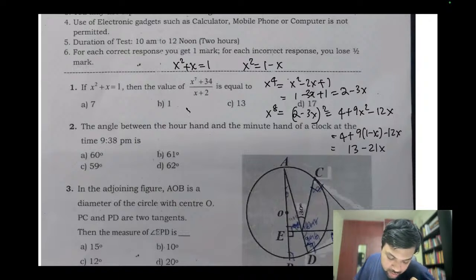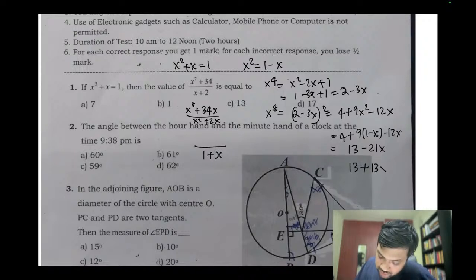Now, what is the use of doing x power 8 when you have x power 7? Well, you can multiply by x above and below, right? So you can do this, x square plus 2x. Okay, so x square plus 2x, x square plus x is already 1. So x square plus 2x will become just 1 plus x in the denominator. In the numerator, we already have x power 8 plus 34x. So if you add 34x, you'll get 13 plus 13x. So we are done. 13 plus 13x divided by 1 plus x is 13. So the answer is C.